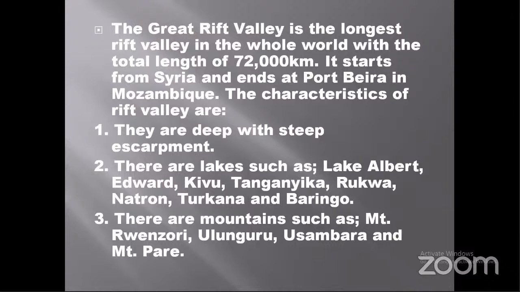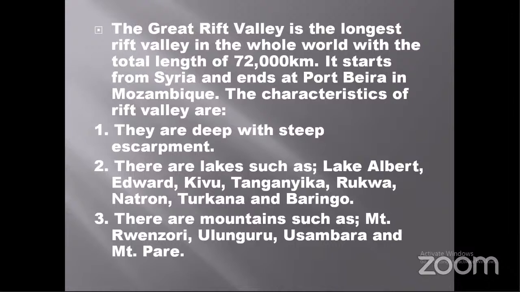Another characteristic, we have escarpments. Then the second characteristic is that they carry lakes. Those lakes, like you see there, we have talked of Albert, Edward, Kivu, Tanganyika, Rukwa, Natron, Turkana, and Baringo. Those are found in East Africa. Albert and Edward are in Uganda. Then Kivu is in Rwanda and the DRC. Then Tanganyika, Rukwa, Natron are in where? In Tanzania. Then Turkana and Baringo are in Kenya.